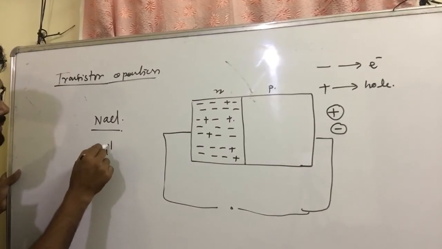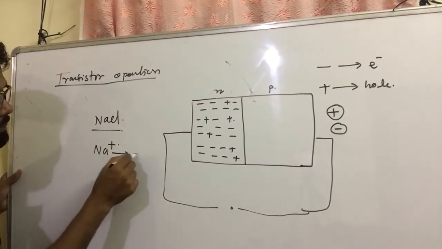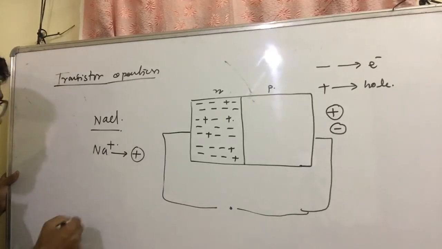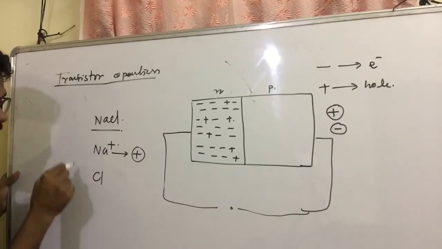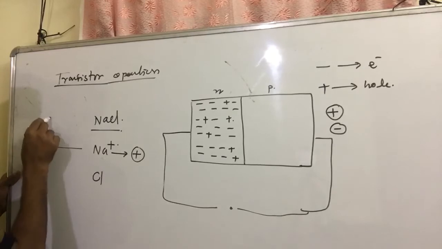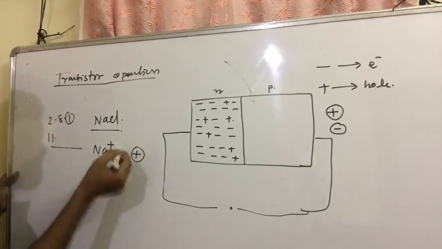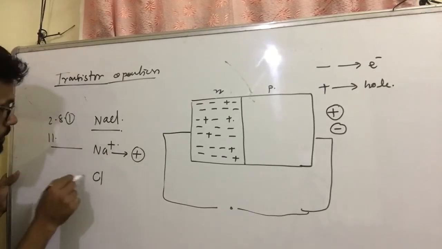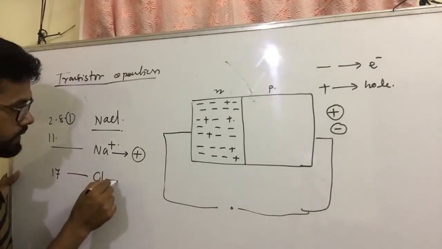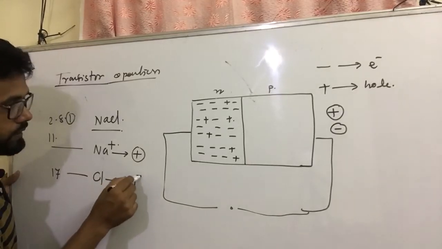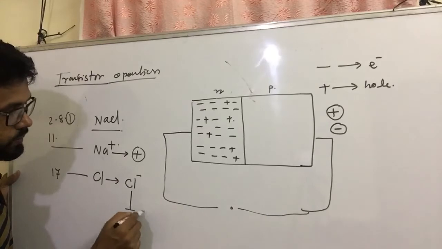Sodium, atomic number 11, represents a positive ion. Its configuration is 2, 8, 1, and the 1 represents the positive side. Chlorine is atomic number 17, so it will be chlorine negative. Negative means we represent negative.